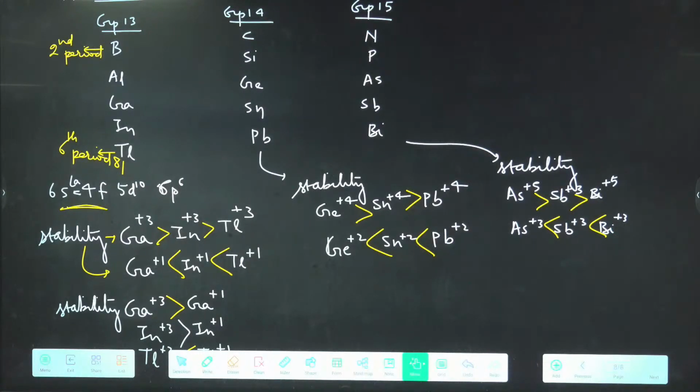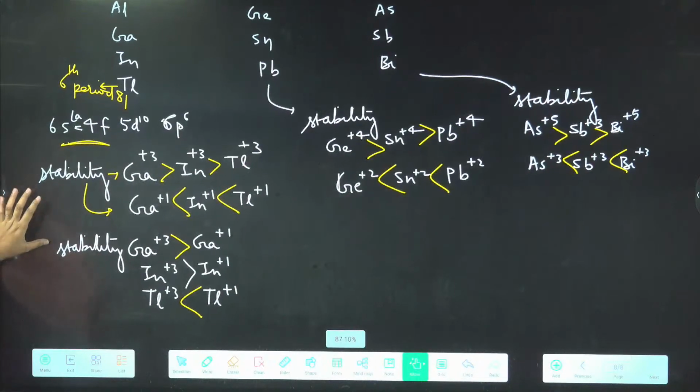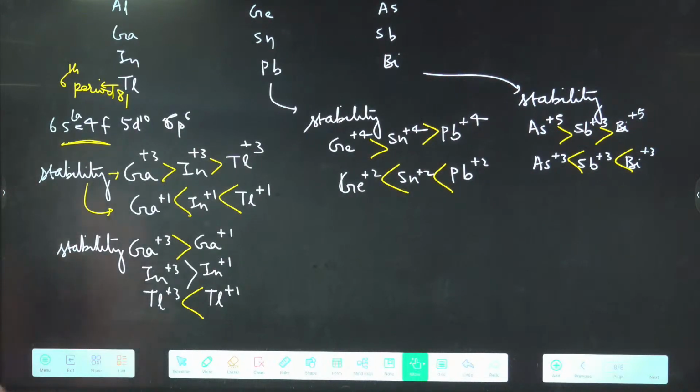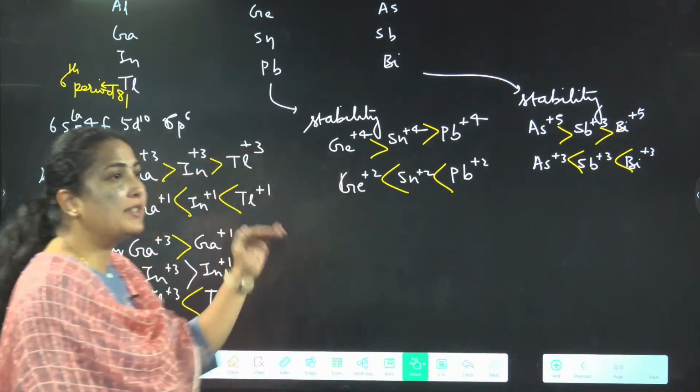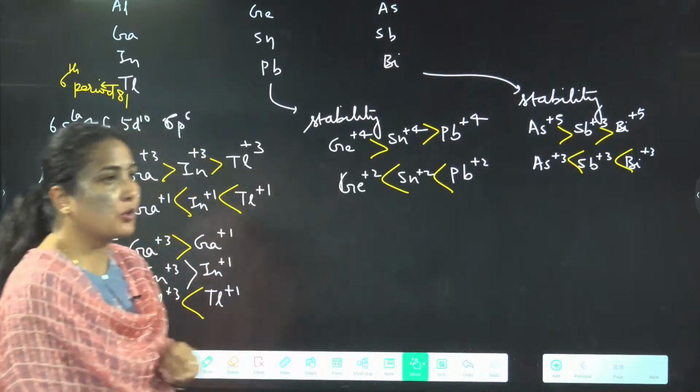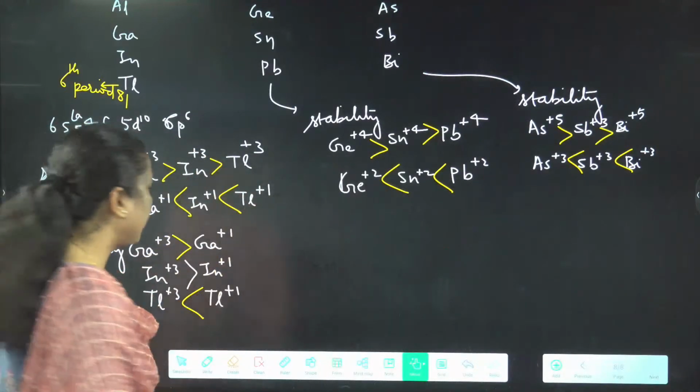Yes, I hope it is written. I'll scroll it up a little bit. Here also a similar trend is there. If I am writing stability of Ge +4 and Ge +2, it will be Ge +4 which is more stable, right? Only in case of Pb is +2 more stable than Pb +4.